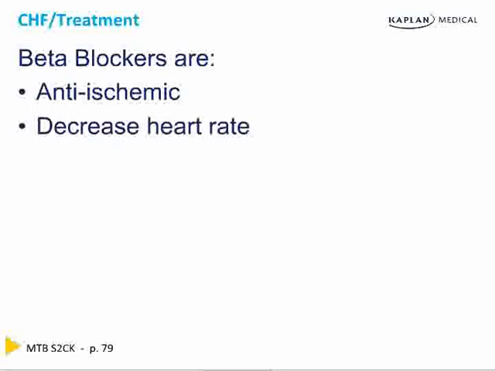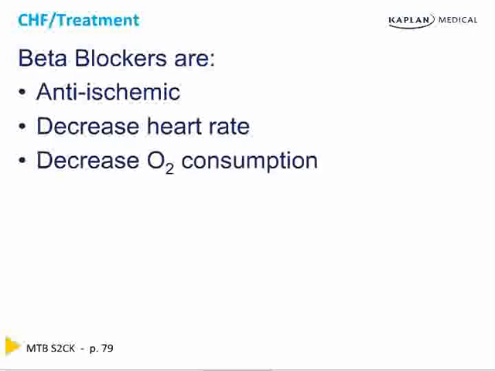Beta blockers are anti-ischemic. And when you decrease the heart rate, you decrease the oxygen consumption. And when you decrease the oxygen consumption, you decrease the rate of arrhythmias. You decrease the demand and increase the supply. Wow.